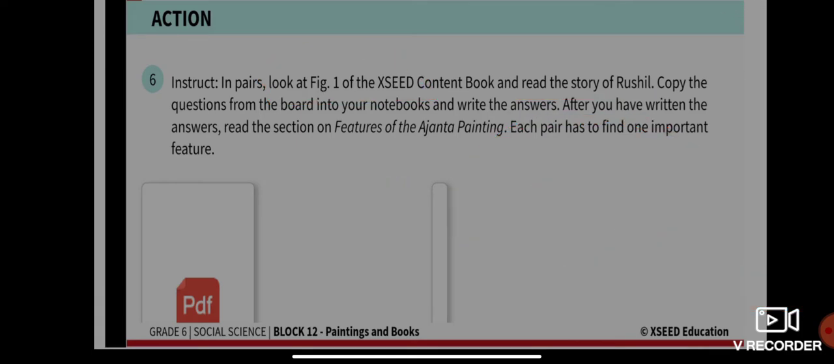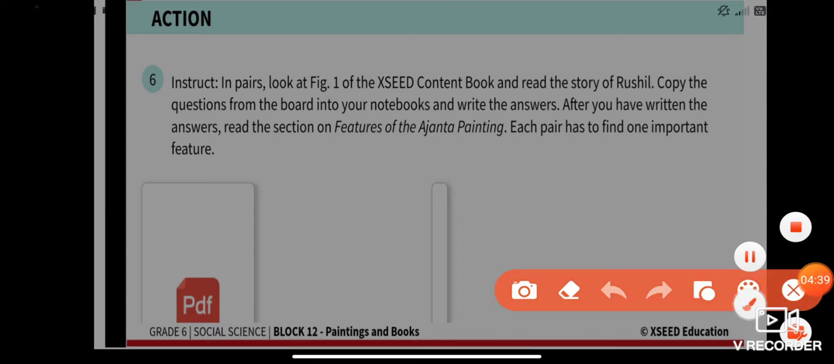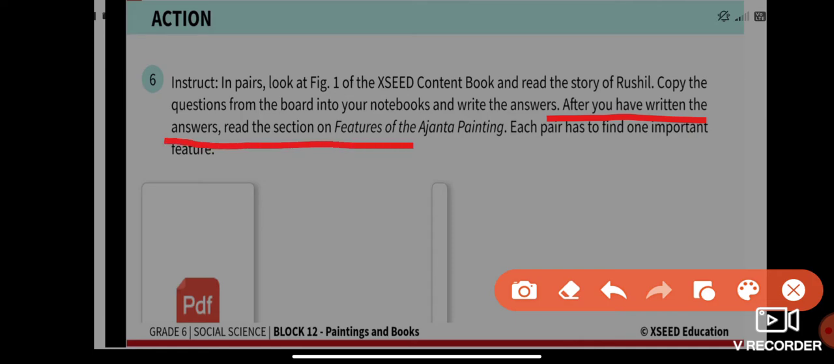Copy the questions that are given. I've given you some questions, so please copy them into your notebook and write the answers individually. After you have written the answers, please read this section.